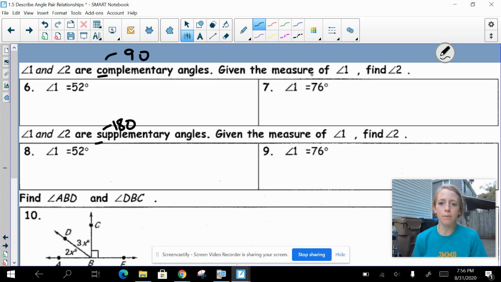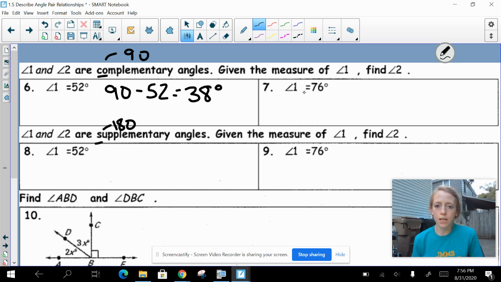It says, given the measure of angle 1, find angle 2. If angle 1 is 52 and it's complementary, that means they add up to 90. So to get angle 2, you would subtract 52 from 90. I don't have my calculator with me, so hopefully my mental math is good tonight. 38. So 38 degrees would be the measure of angle 2.